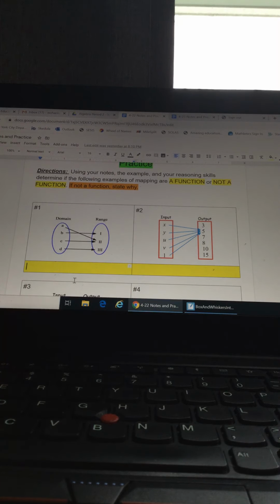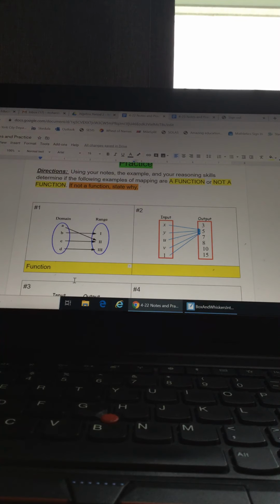So looking at number 1, I only look at the domain, input, or x, so whatever's on the left-hand side, and I just make sure each one of these has only one arrow coming out of it. So I have A has 1 arrow, B has 1 arrow, C has 1 arrow, and D has 1 arrow. So if each one has only 1 arrow, then I write that it's a function. That's all you have to do.